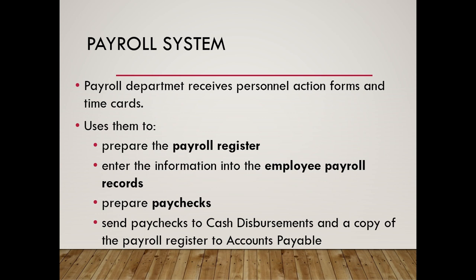Then, they send the paychecks to the cash disbursements and a copy of the payroll register to the accounts payable. Sir, why accounts payable? Most likely, it will still be payable in some other parts, so that it will be registered on that payable. Then after that, there will be a reconciliation between cash disbursement and accounts payable, just like what happened in the purchases and cash disbursement part of Chapter 5. So, let's see what happens to the paycheck. Is it really the payroll department who signs? Of course not, because it is forwarded to the cash disbursements. Are we clear on that?